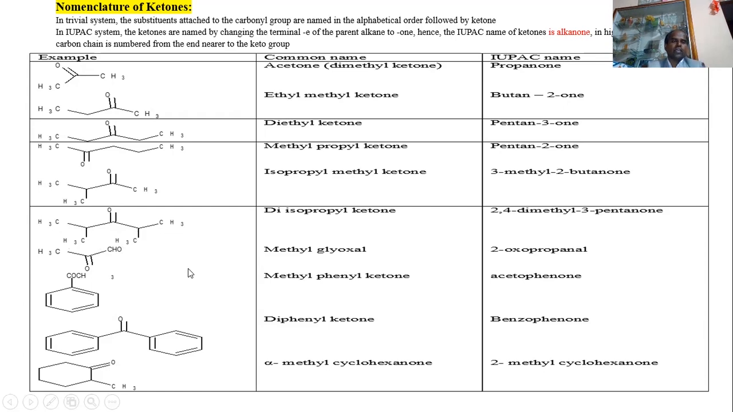Let us assign the IUPAC name for this structure. When we are assigning the IUPAC name, we have to select the longest possible chain. So we can start giving numbers from this side: 1, 2, 3, 4, 5. That means at the second position and fourth position there is a substituent, and this is methyl, and that is also methyl. That is the reason 2,4-dimethylpentan-3-one is the IUPAC name for this structure. Let's take one more example.